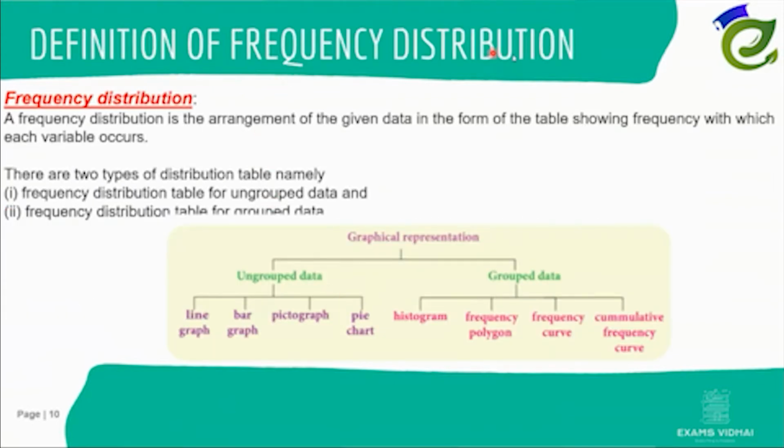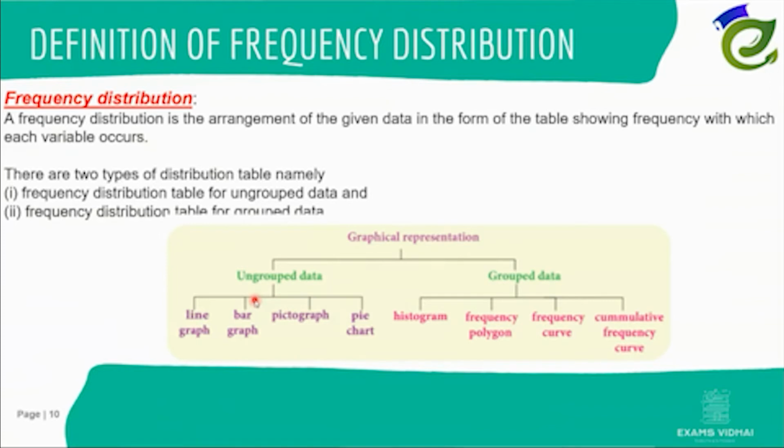Definition of frequency distribution. A frequency distribution is the arrangement of the given data in the form of a table showing the frequency with which each variable occurs. There are two different types of frequency distribution, namely frequency distribution table for ungrouped data and frequency distribution table for grouped data. The graphical representation can be divided into two parts, for ungrouped data and for grouped data.